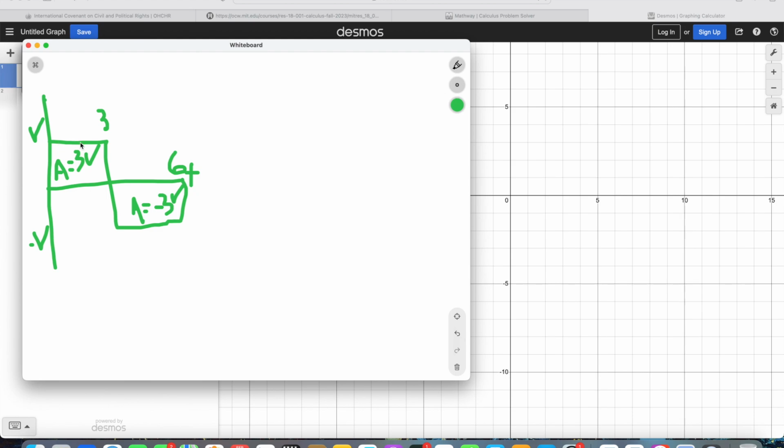So his total distance, you could say, is 0, but that relates to the original function. But if we're just looking at the areas of these boxes, because one is positive 3v and one is negative 3v, the total area of the graph will be 0, because they cancel each other out.